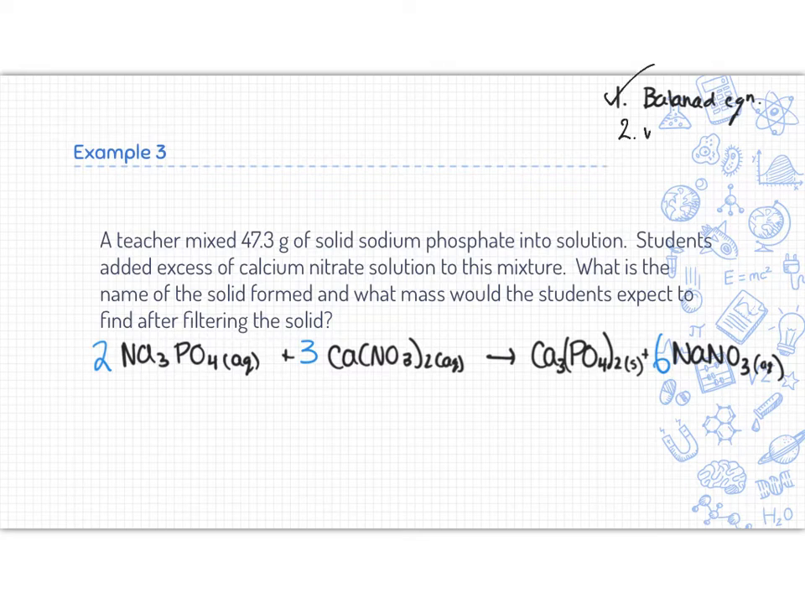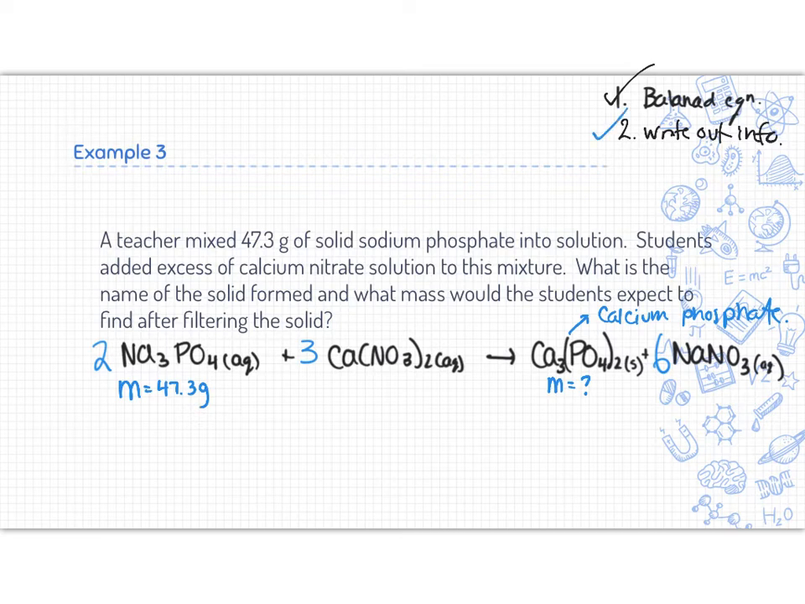Step 2 is to write out our information. So we mixed a mass of 47.3 grams of sodium phosphate into solution. There's no numbers given for calcium nitrate, so I don't need to write anything for that. So what is the name of the solid formed? Well, the name is calcium phosphate. And what mass would the students expect to find after filtering the solid? So they are filtering this precipitate. We're looking for the mass of this guy.